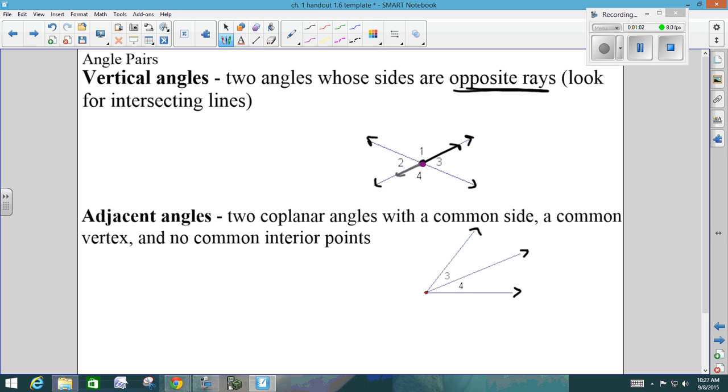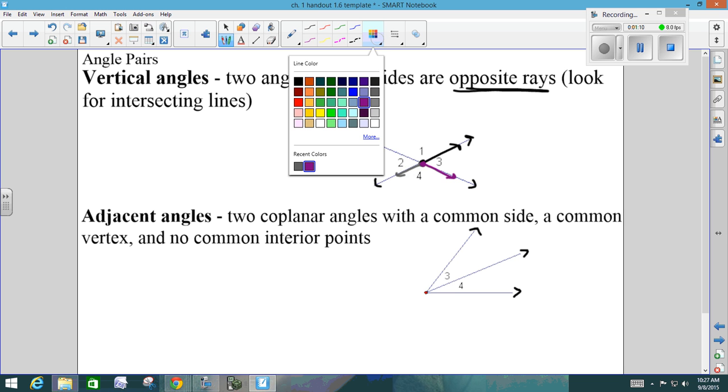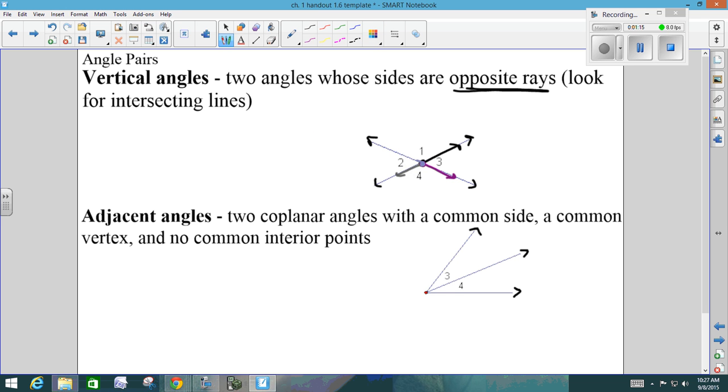Here I have another ray, endpoint down to the right. The black ray and the purple ray make up what angle? 3, okay? Opposite of the purple one, starting at the endpoint and going in the opposite direction, is this periwinkle ray. Okay. What angle is made up of the periwinkle and gray? 2.